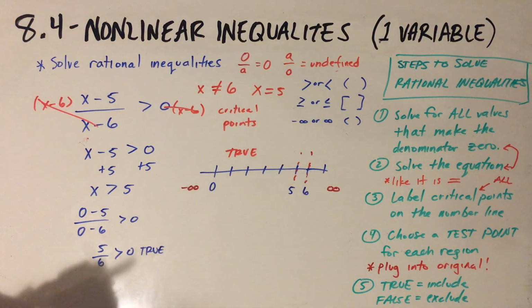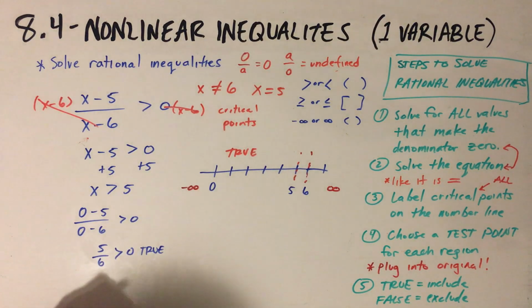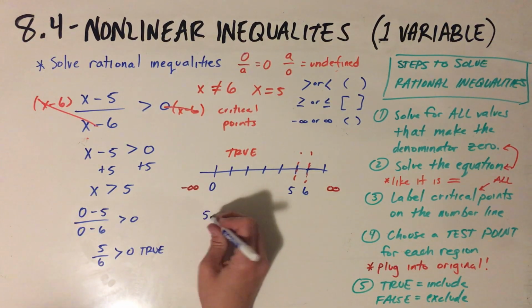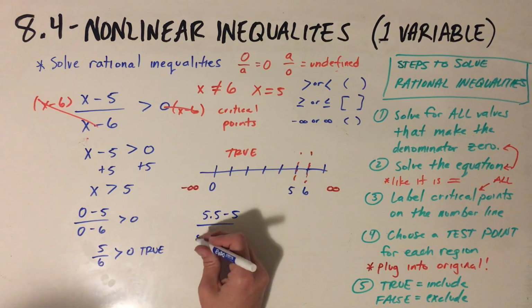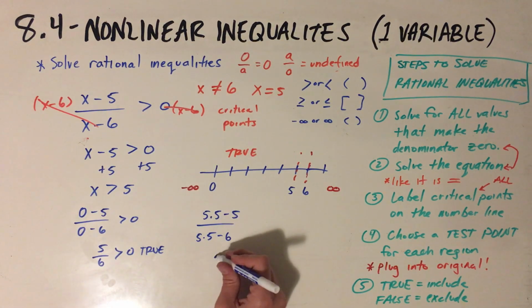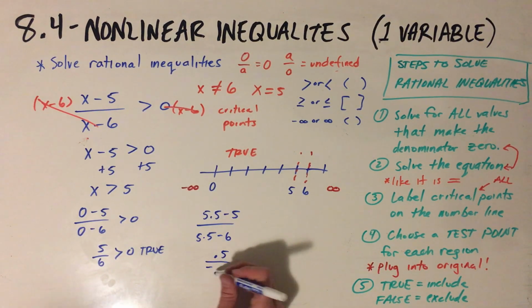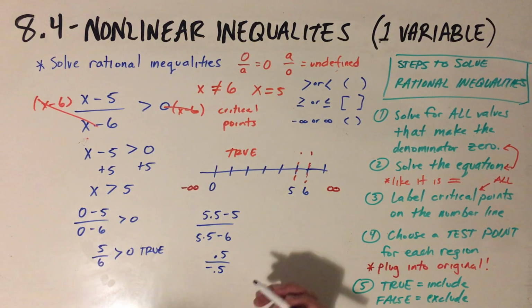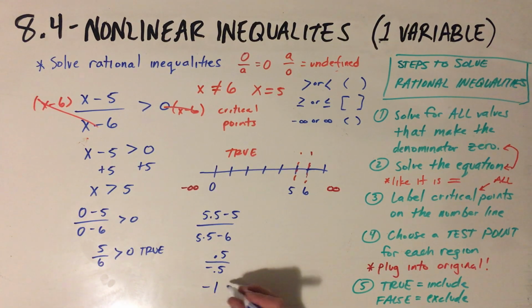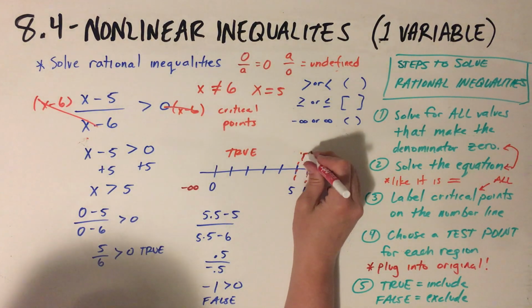All right, let's go between 5 and 6. Boo-hoo. I'm going to have to use a fraction, or a decimal. I'm going to use 5.5 minus 5 over 5.5 minus 6. Well, 5.5 minus 5 is going to give me a 0.5 over a negative 0.5, which is going to give me a -1. So I get that -1 is greater than 0. This is false. Negatives are always less than 0. All right, so in between here, this little dinky space in here is false.